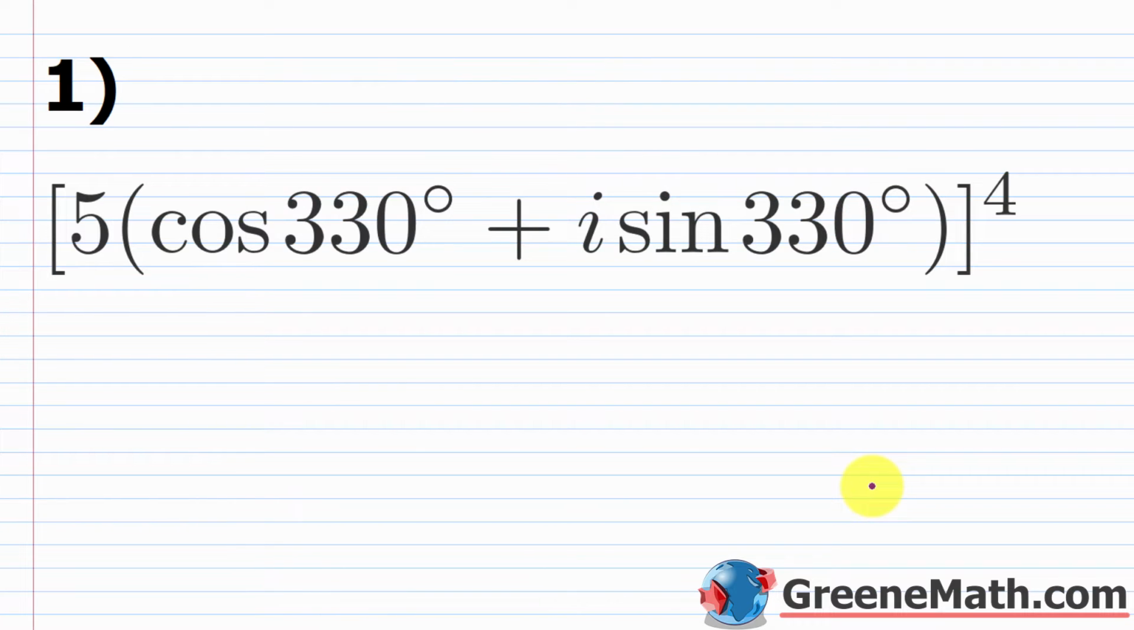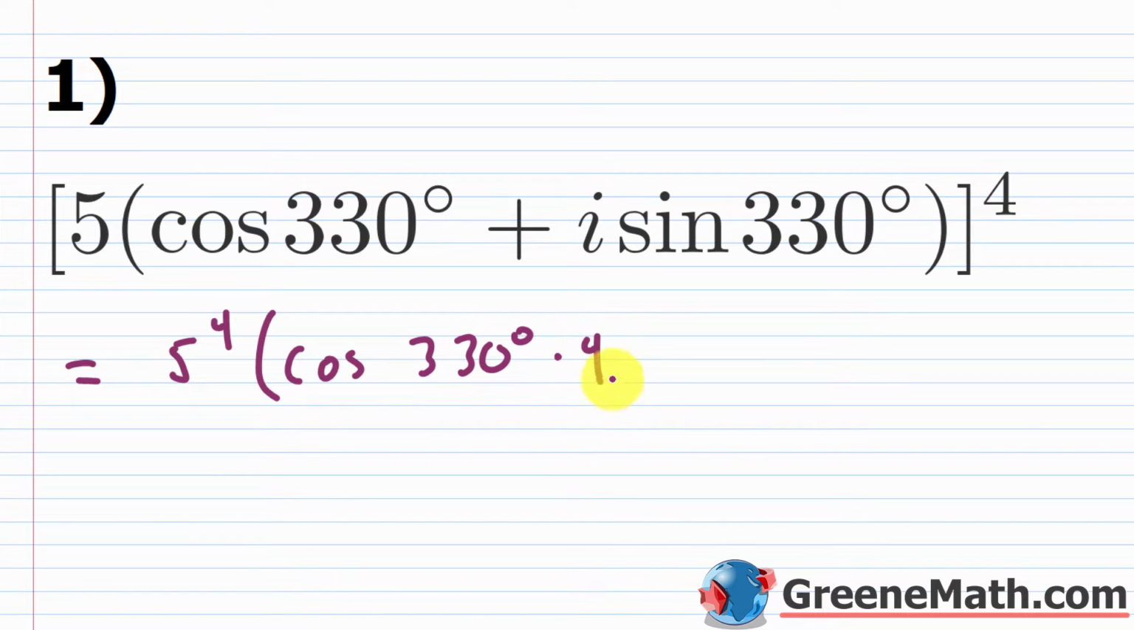All right, let's take a look at the first problem. So here we're going to have 5 times the quantity cosine of 330 degrees plus i times the sine of 330 degrees, and this number is raised to the fourth power. So again, to do this quickly, you're going to take that absolute value, that 5, which is your r value, and you're going to raise it to this power, so 5 to the fourth power. Then times the quantity, you're going to have the cosine of that angle, 330 degrees, multiplied by 4, then plus i times the sine of 330 degrees, and again, you're going to multiply that by 4 and just close that down.